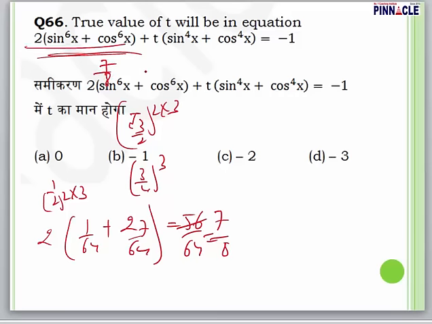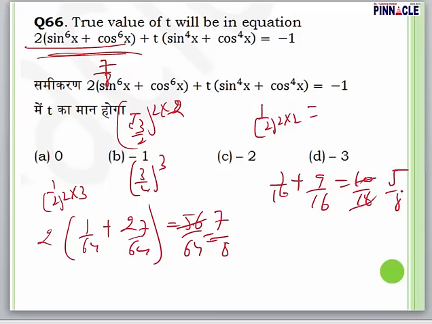I can write here 7 by 8. Now see, sin 4x means 1 by 2, and 2 you can write, which will be equal to 4 into 4, that is 16. So 1 by 16, plus cos, in place of 3 you can write 2. So 3 by 4, square of 3 by 4 would be 9 by 16. 9 by 16 plus 1 by 16, 10 by 16, in other words 5 by 8. 5 by 8 is the value of this.